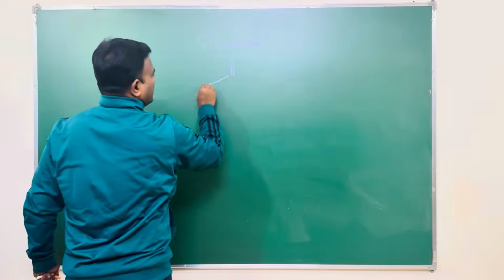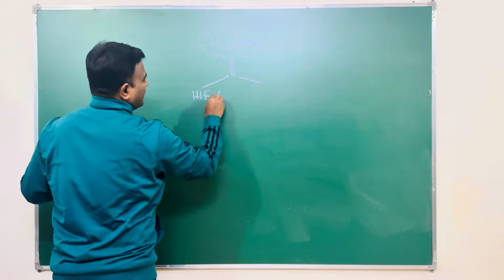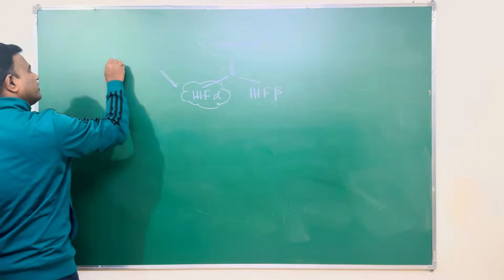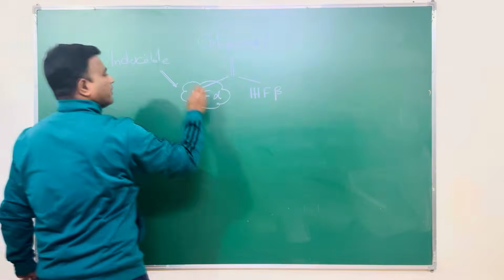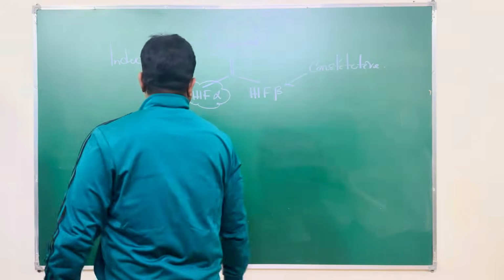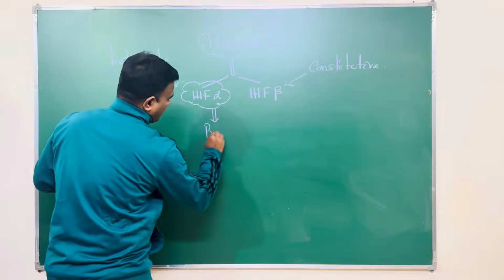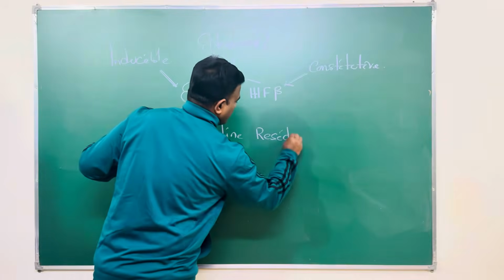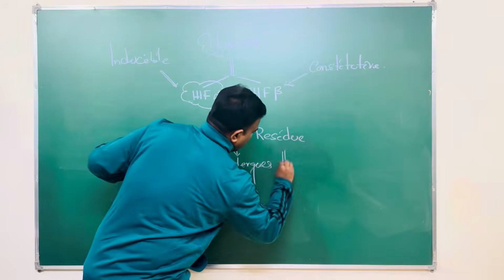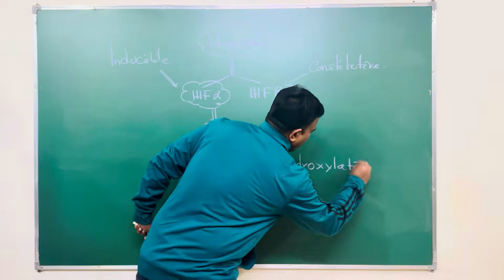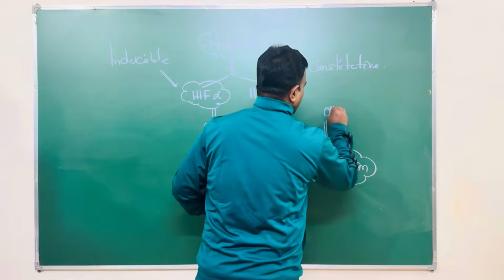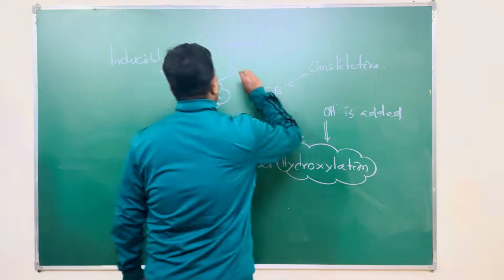This HIF is having two types rather, HIF alpha and HIF beta. HIF alpha is the inducible form. As I already explained, HIF beta is the constitutive form, as I told earlier. This HIF alpha is having the proline residue. This proline residue undergoes hydroxylation. That is that key process, hydroxylation. That means the OH group is added during normoxia, I am saying.